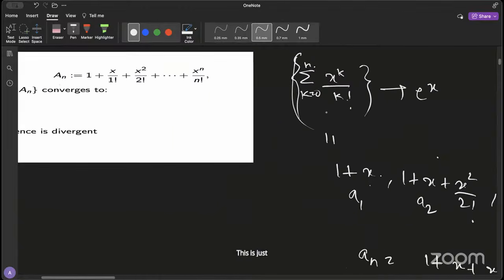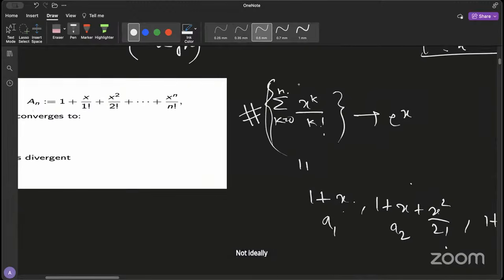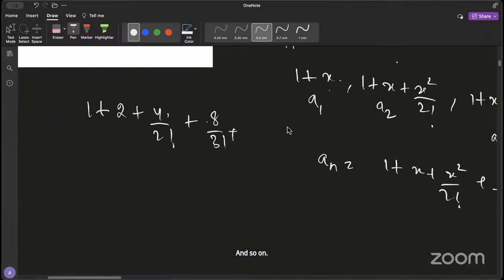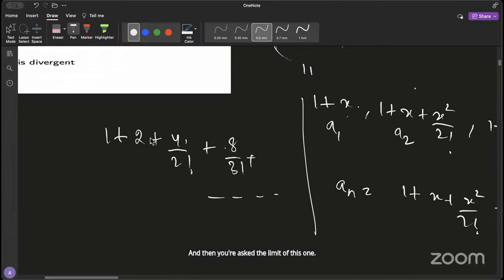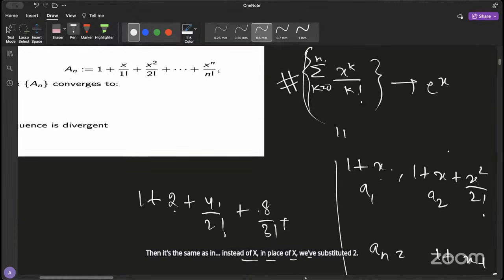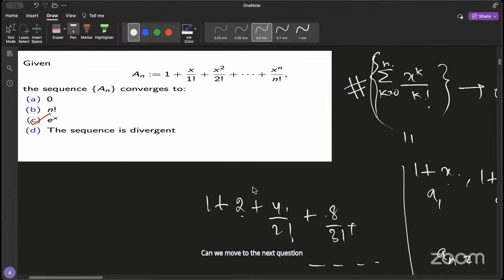We did this in the last class, under the important limits, which you have to remember. If instead you see something like 1 plus 2 plus 4 by 2 factorial plus 8 by 3 factorial and so on, and you're asked the limit of this one, then it's the same, with 2 substituted in place of x. So this should be converging to e square. Can we move to the next question if this one is clear?